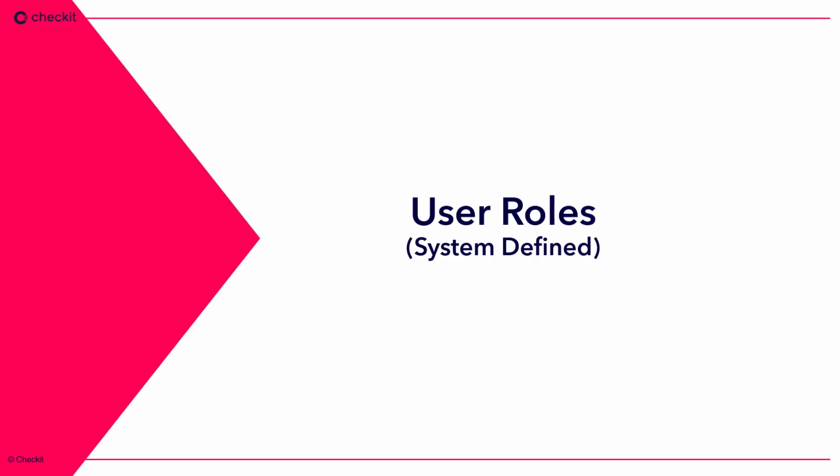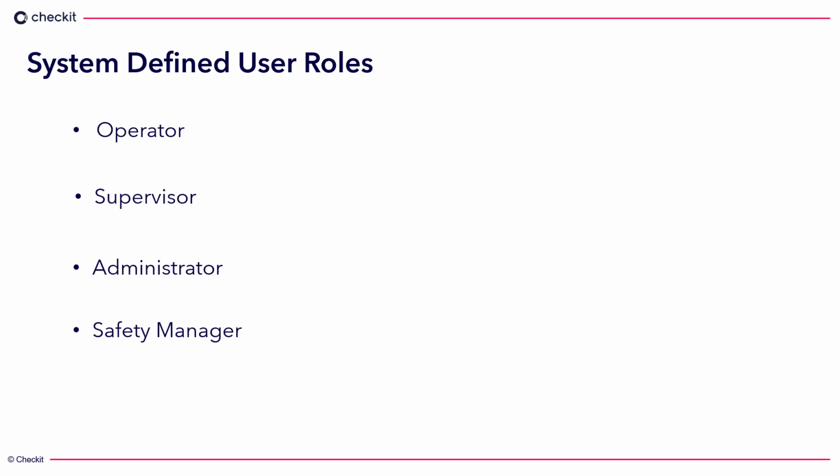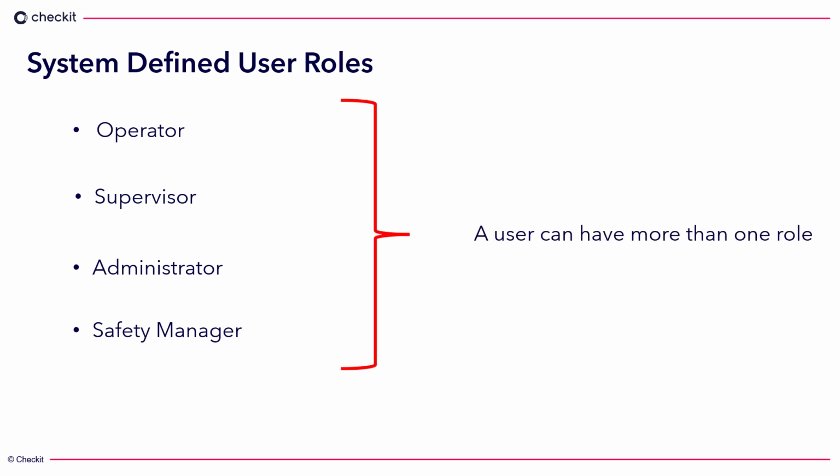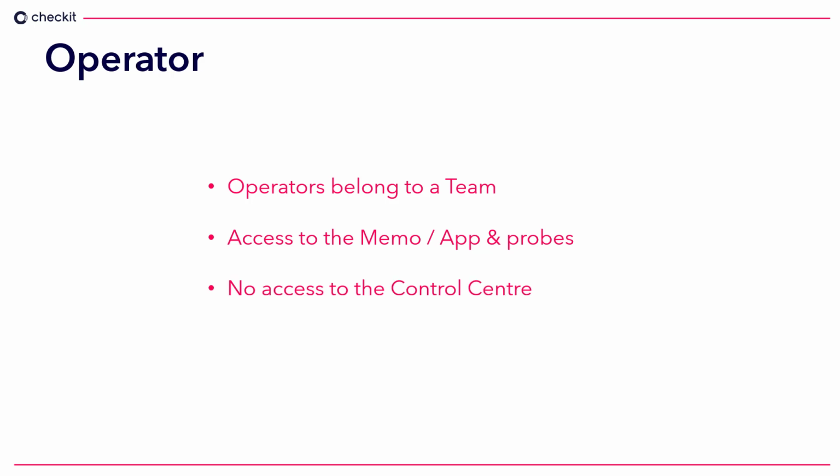Before we get started, I think it's important for me to explain to you the different roles that you can give to someone in Checkit. There are 4 system-defined roles: operator, supervisor, administrator, and safety manager, and a user can have one or more of these roles. Operators belong to a team. They only have access to the memo or the app and probes, and do not have access to the control center. Supervisors also belong to a team.